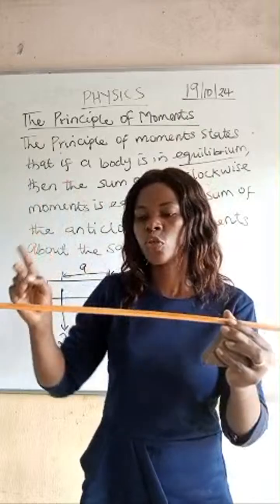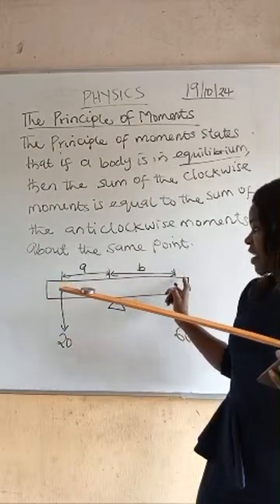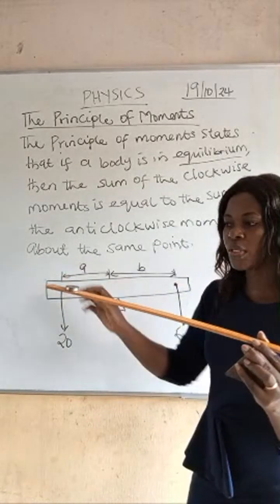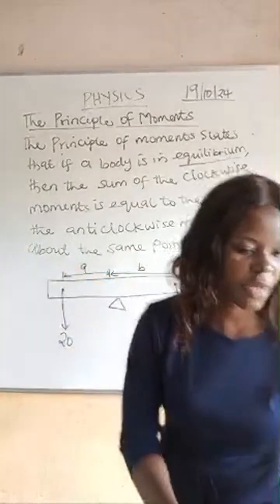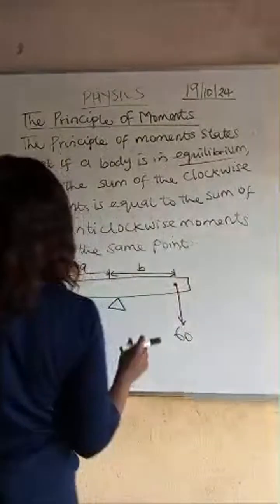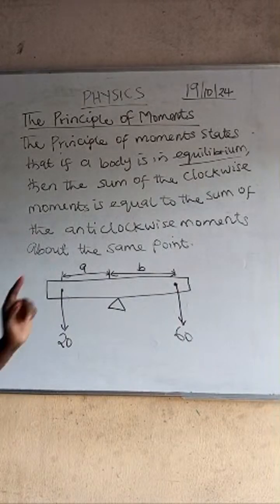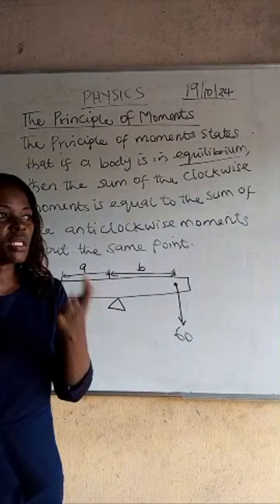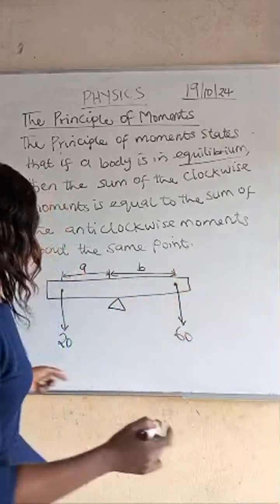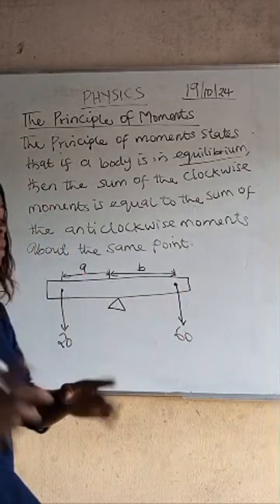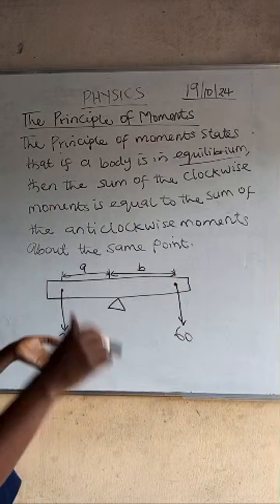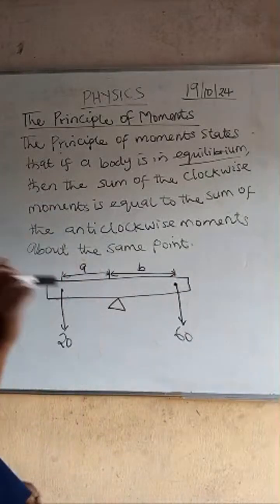Do you understand? And that is the distance from here to here, right? And the other one is the distance from here to here. I'm still going to use it to explain further. I just want to explain this principle of moment, that if a body is in equilibrium, and equilibrium means when a body balances horizontally with two weights on both sides. Now this is the knife edge. I've shown you what is the knife edge. Then the sum of the clockwise moments is equal to the sum of the anti-clockwise moments, about the same point.